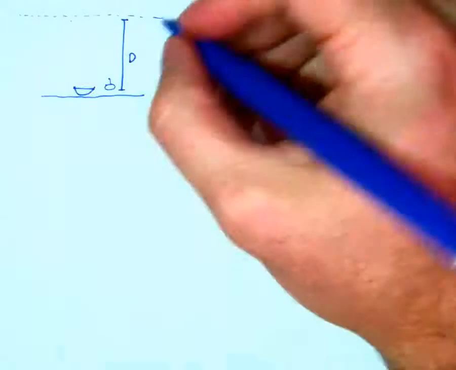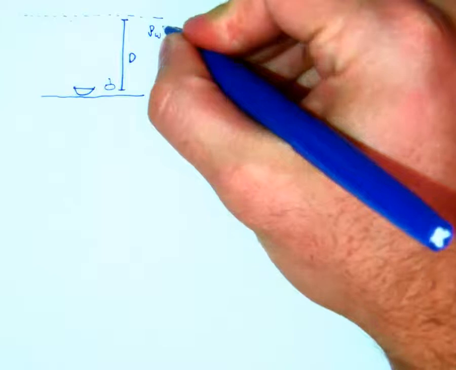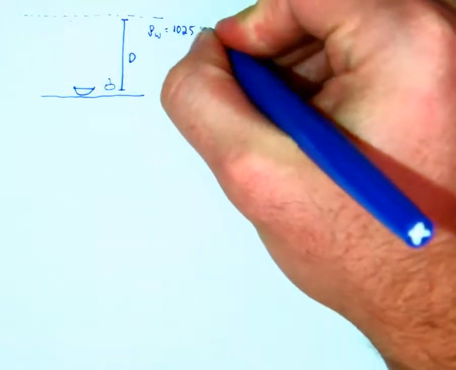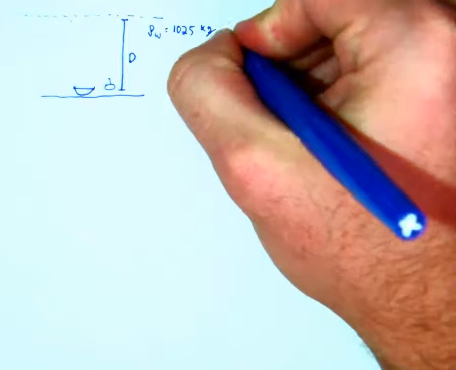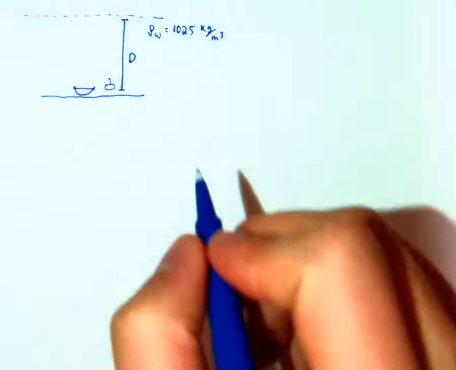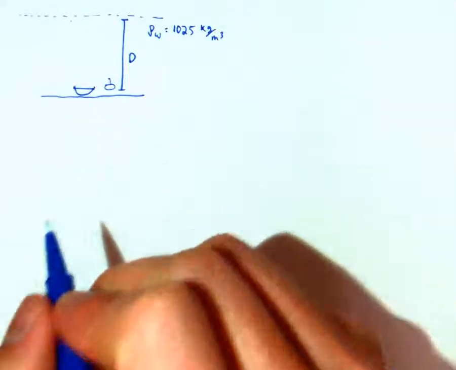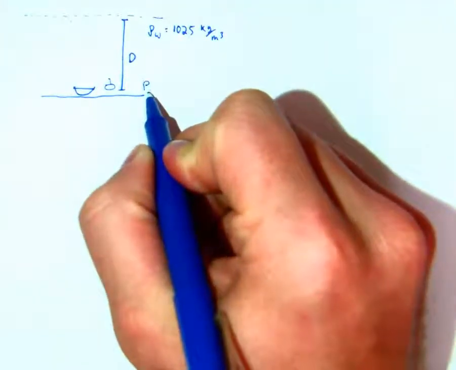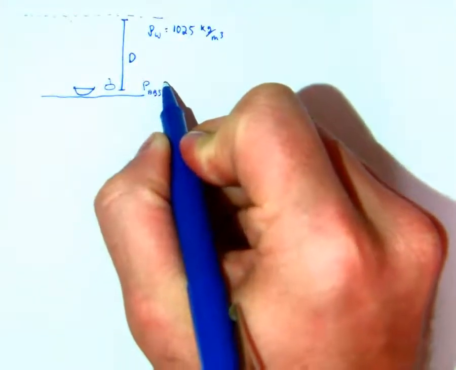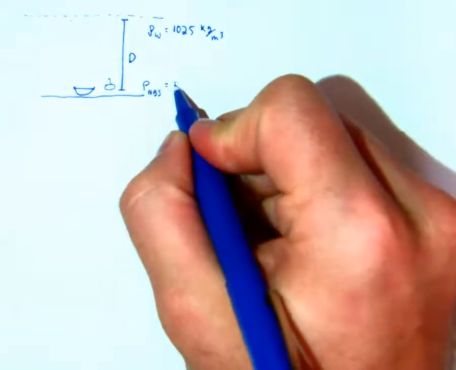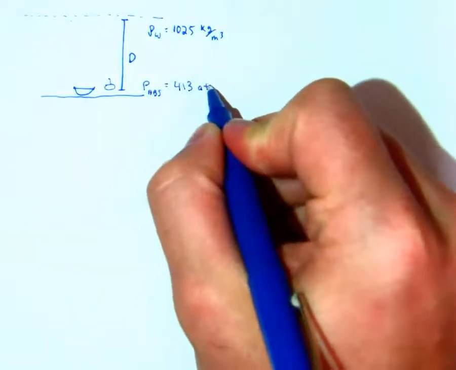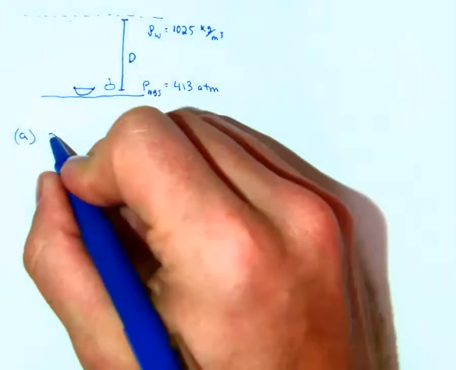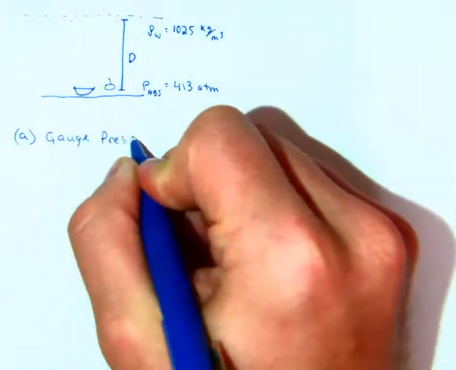We know that the density of the water given by the problem is 1,025 kilograms per cubic meter, and we also know that the pressure on the robot submarine, the absolute pressure, is going to be 413 atmospheres. Right, and so part A of the question is asking for the gauge pressure.